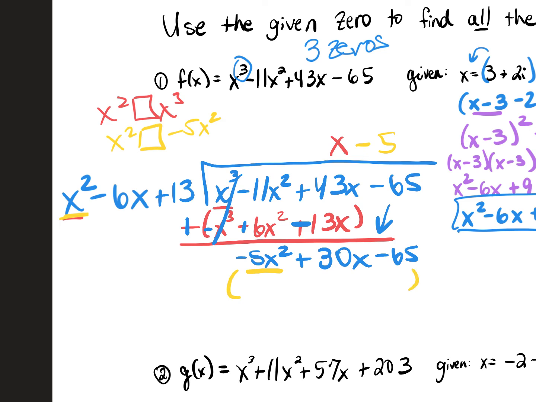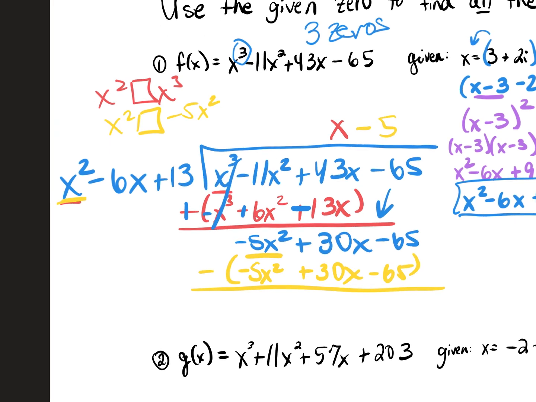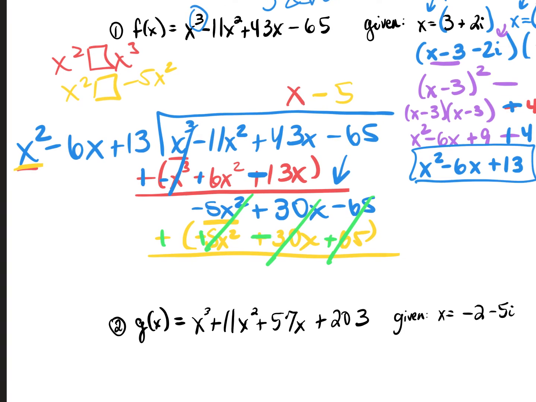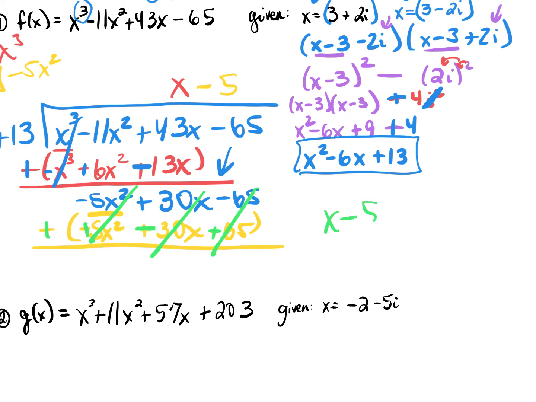So get your subtraction set up. Negative 5 times x squared is negative 5x squared. Negative 5 times negative 6x is positive 30x. Negative 5 and 13 is negative 65. And before we combine, we're going to distribute. So negative 65, positive 65 cancels. 30x minus 30x cancels. Negative 5x squared, positive 5x squared cancels. So you're left with x minus 5.